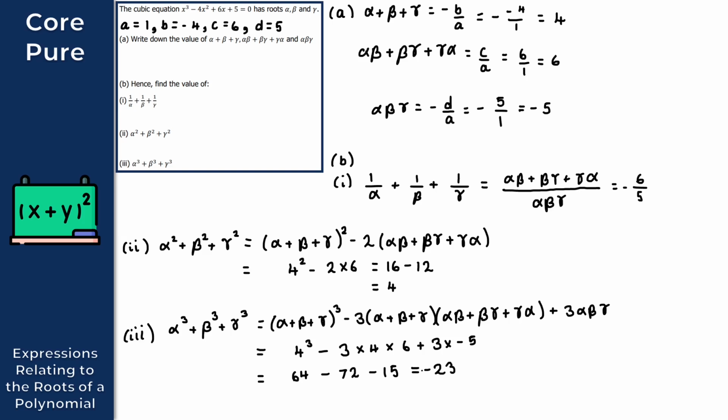Okay, and there we have it. That gives us the solution to part B. Apologies for this little error that I nearly missed. Don't forget the 3 alpha beta gamma there. I did 3 times minus 5, just what we were missing. Once you evaluate all of this, we get minus 23. So that gives us the solution to question 1.